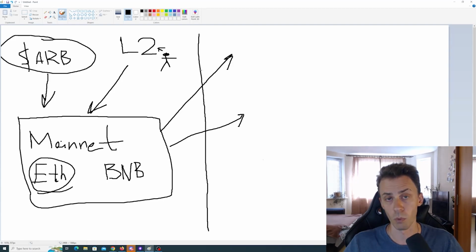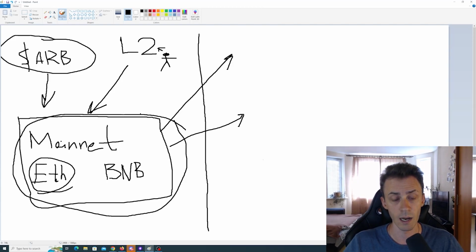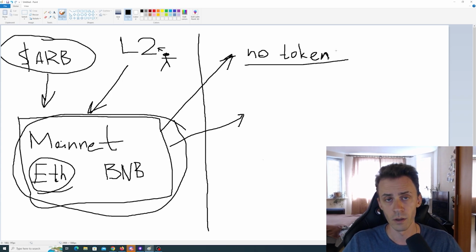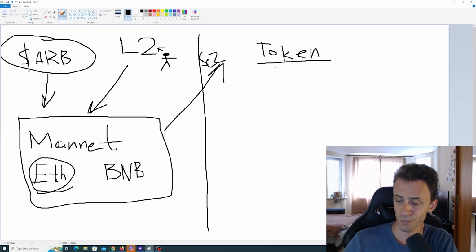Now we're going to move into possible outcomes. So first of all, we established that on L2s, everything happens during the mainnet. Case number one, there's going to be no token. No token, case closed. If there is no token, there is obviously no airdrop. And I'm going to clear more space, and this is going to be scenario two. There is a token. Ta-da! Let's answer some questions regarding this token.